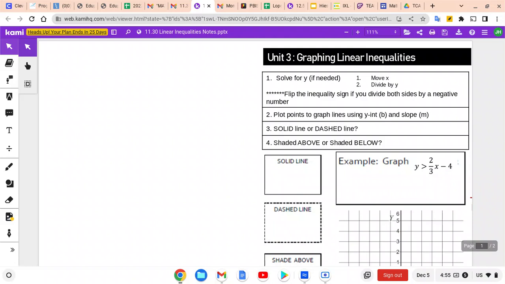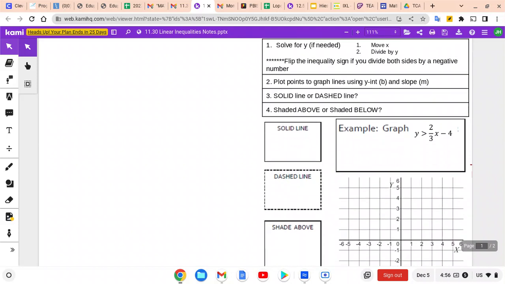So, one of the things that you have to remember is how to solve for y, if necessary. You move the x term to the other side along with its coefficient, and then divide by the coefficient of y. Although for inequalities, greater than, less than, make sure that you flip the greater than, less than sign if you divide both sides by a negative. All right. Then we're going to plot points. You can use Desmos, or we're going to use the slope and the y-intercept.